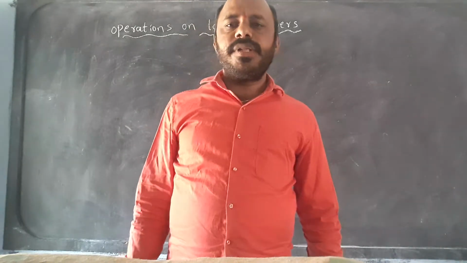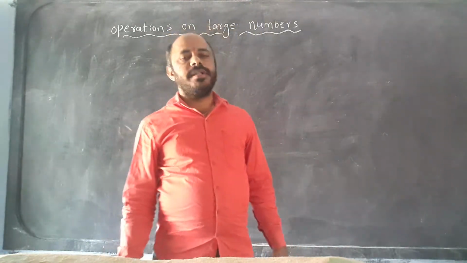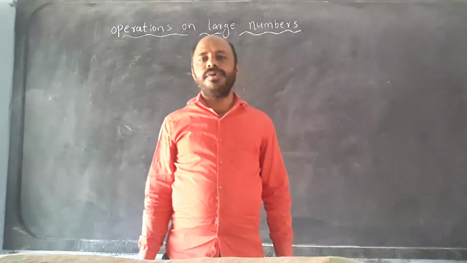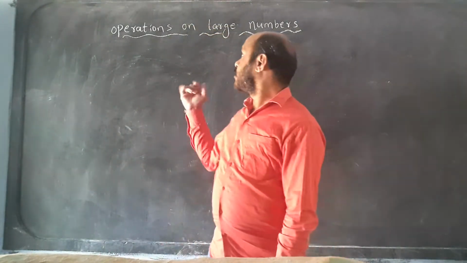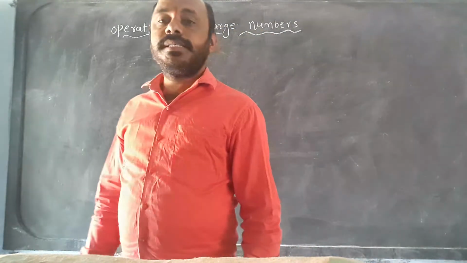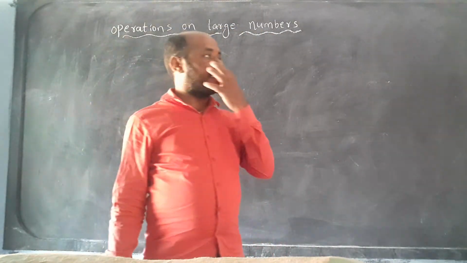Before class, we were discussing Roman numbers. In that, the first chapter is completed. Now we are on the second chapter. The second chapter is called Operations of large numbers. In the first chapter we discussed large numbers.